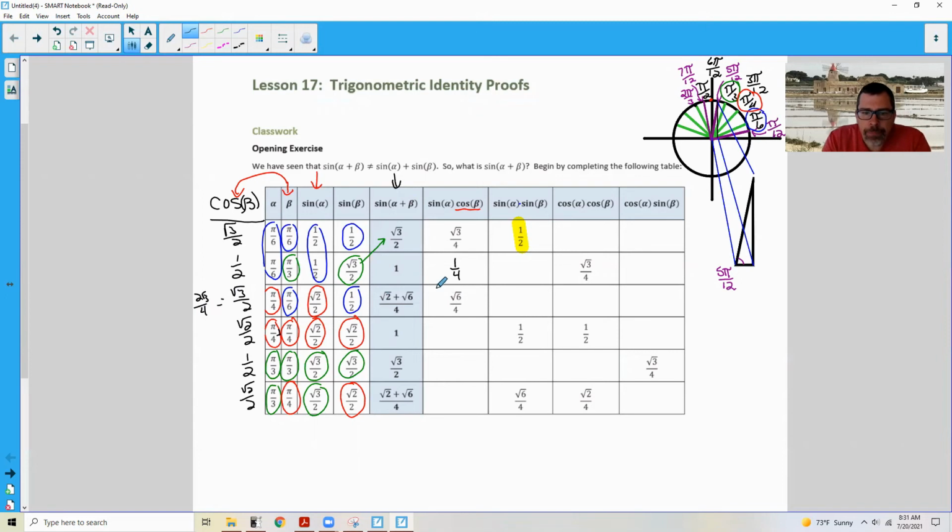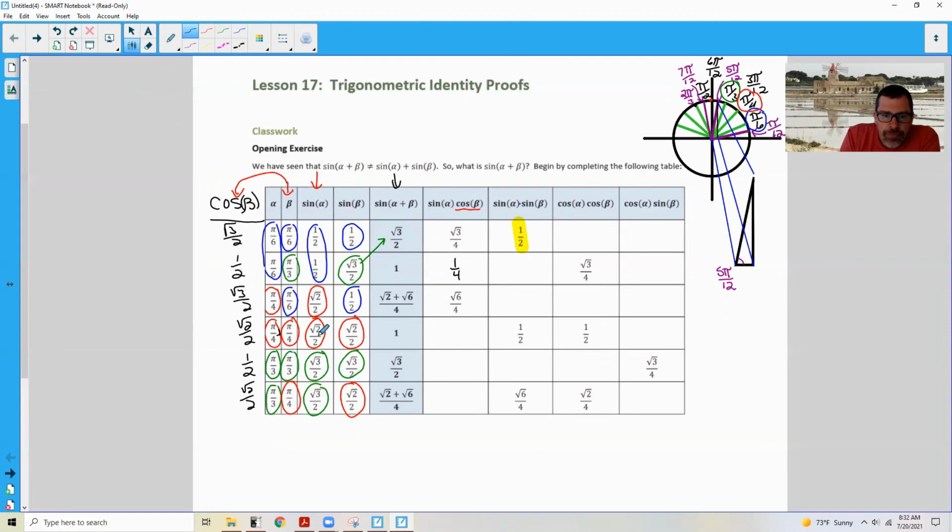So let's check that. Oh wait, I'm sorry. Root 2, yeah, 2 square root 3 over 4 times root 2 over 2. Actually, no, I don't need to do that. I was looking at the wrong column. So what I'm doing is sine of alpha, which is root 2 over 2, times cosine of beta, which is root 3 over 2. Root 3 times root 2 is the square root of 6. 2 times 2 is 4. Okay, got it. All right, just got to be careful here.